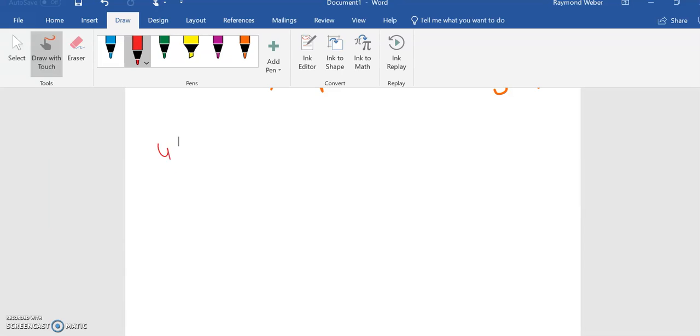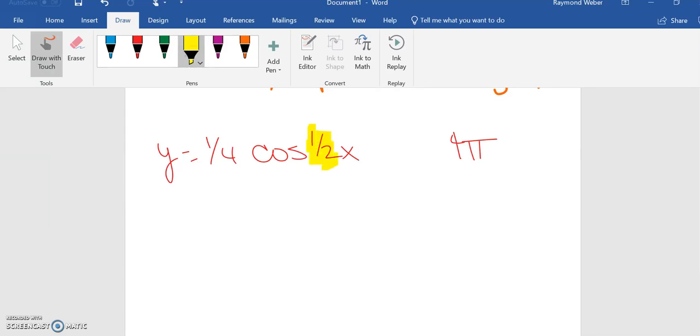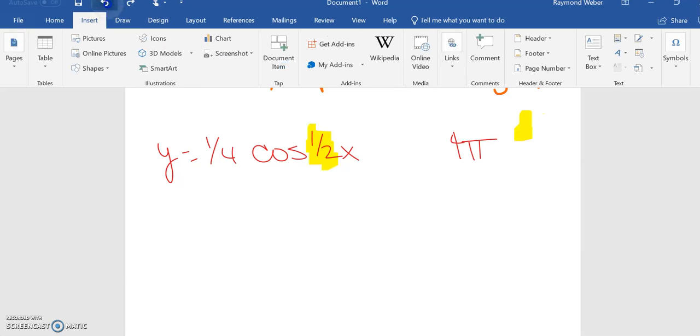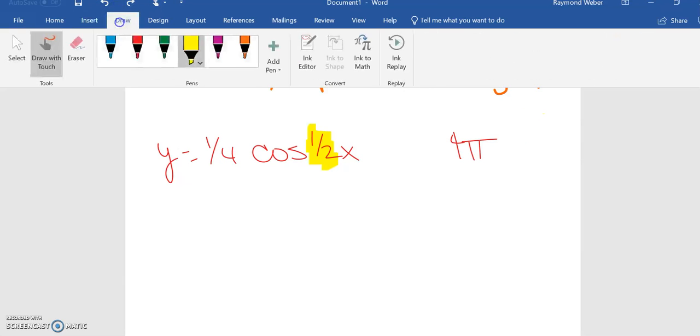Okay? Now, when I graph secant, I'm going to use cosine as a guide graph. So I'm going to start with y equals 1/4 cosine 1/2 x. Now, the period is, instead of 2 pi, going to be 4 pi, because I'm doubling it. What I'm doing is 2 pi divided by 1/2, which is the same as timesing by 2, so then my period is 4 pi.